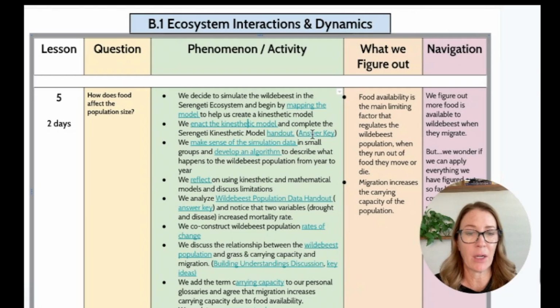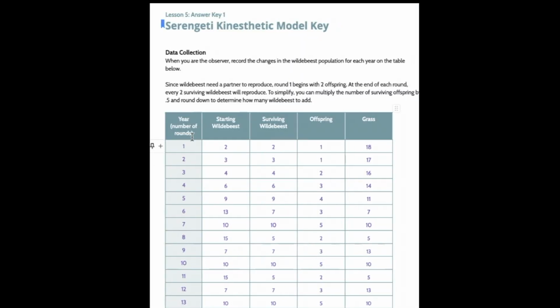So this will be several different rounds. They say about 10 to 15 rounds will start to show the pattern. So this is the handout. I'm going to actually open the answer key, and you will see the years will be recorded here. That's the number of rounds.